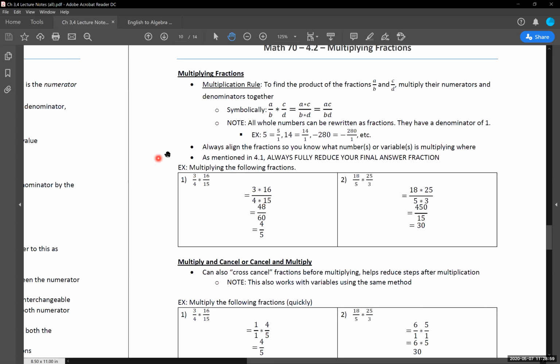And the same thing continues as we did with 4.1. Always fully reduce your final answer fraction. A lot of people lose points on the test because they think, okay, well, I multiplied these things together and I'm done. It's like, no, we absolutely need to have all of this fully reduced down.